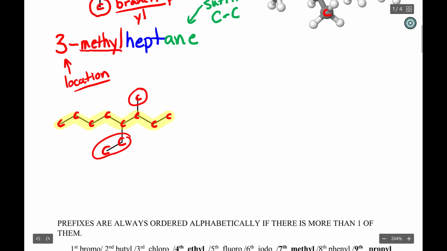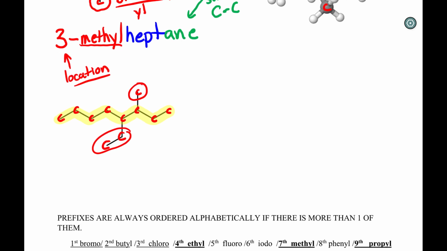But let's start with the root of our name. So 1, 2, 3, 4, 5, 6, 7, 8 is oct. Octane because there are all single bonds. Oct because there are 8 carbons in the parent chain. So my root is oct for the main parent chain. My suffix is ane because I have nothing but single bonds.